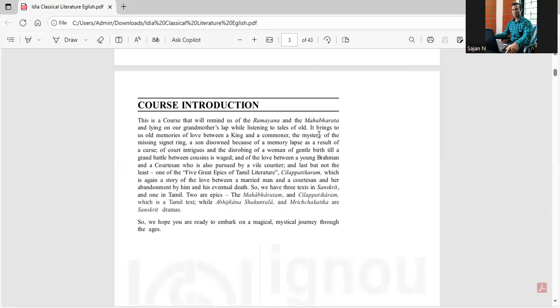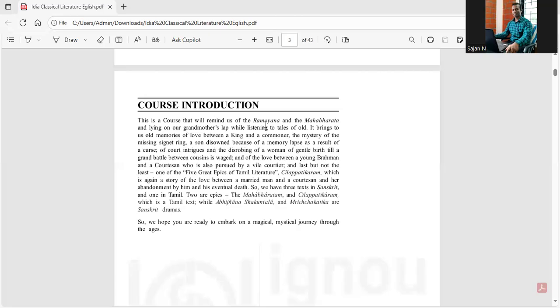Next character is Dushyanta, a mighty king who comes to the forest while hunting. So who is Dushyanta? He is a mighty king who comes to the forest while hunting. As he was doing the hunting, knowingly or unknowingly, he came to this hermitage. He meets Shakuntala and they fall in love at first sight. So Dushyanta sees Shakuntala at the hermitage, and at first sight itself, they fall in love.